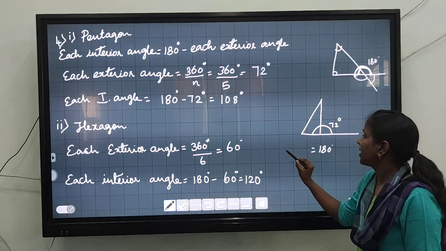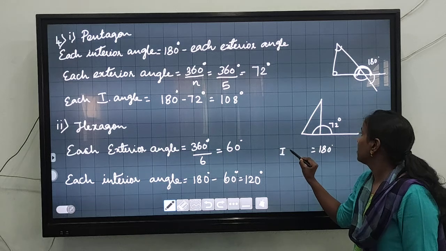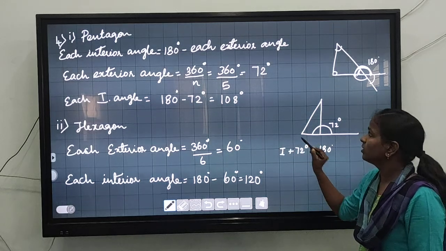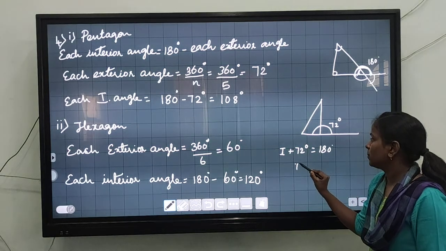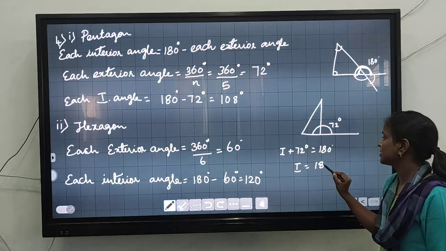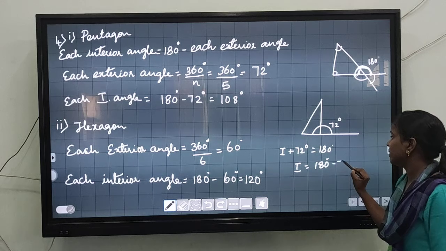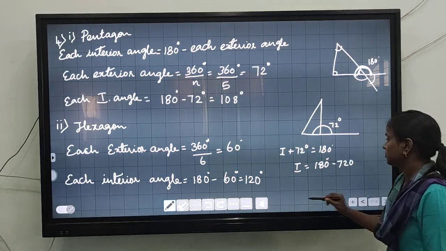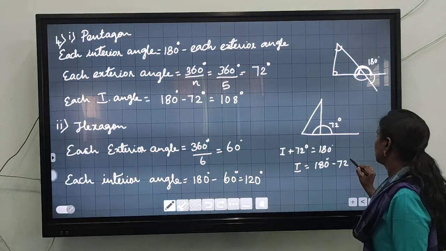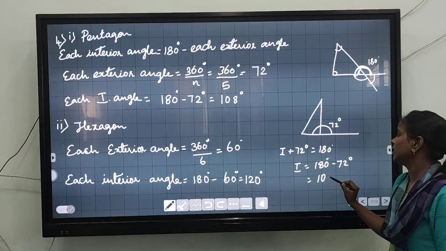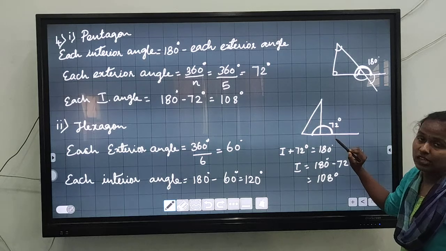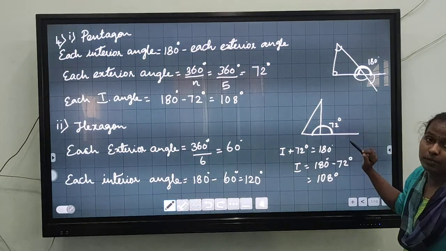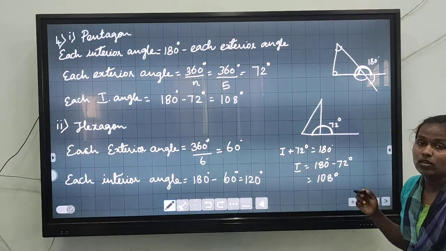The unknown interior angle I am writing as I, plus the exterior angle we found, that is 72 degree. We want only the interior angle. So keep the interior angle this side and take that exterior angle to the right hand side. So minus 72 degree will come. So if you subtract, you will get the interior angle. The sum of these two angles is equal to 180 degree. If one angle is given, you can find out the other angle.